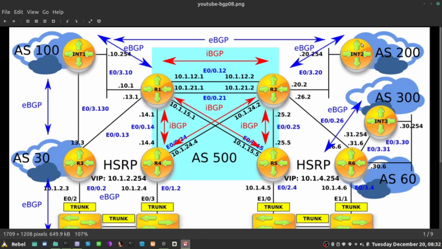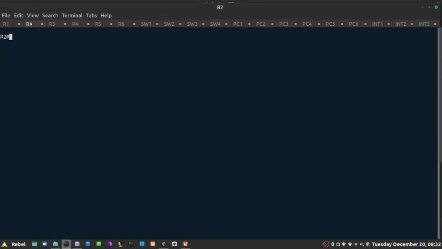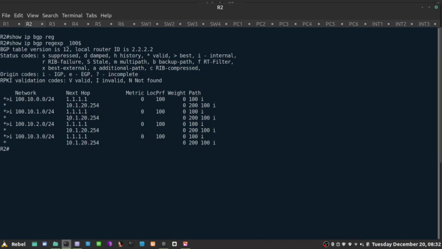However, we also receive the same prefixes from Internet 2 on the R2 router. If I jump to router 2 real quick and do the same thing, show ip bgp regexp underscore 100 ending with this number, I see that there are two next hop values and two paths available. One is via the R1 next hop, and the other is via Internet 2. The best one is marked with the greater than sign here. All these are chosen as the best.